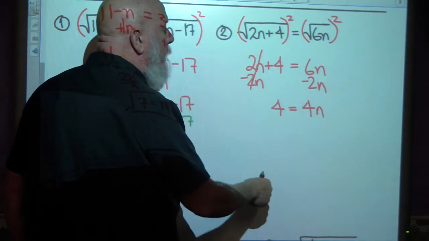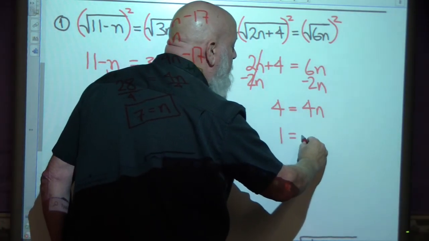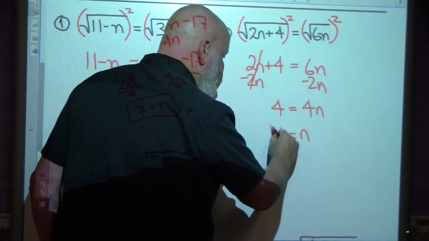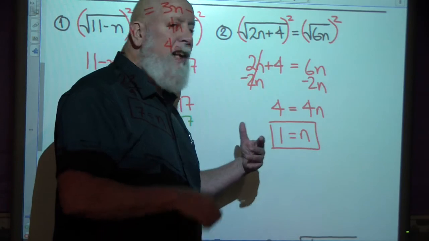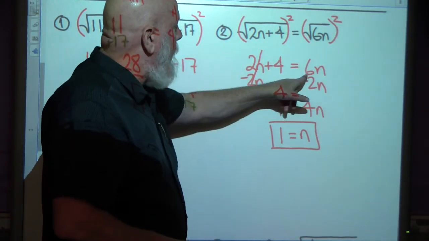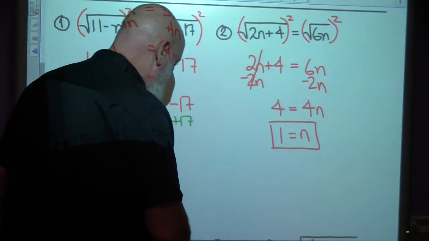6n minus 2n is 4n. I divide both sides by 4, and this side will turn into 1, and this side will turn into n. That's called gathering variables. It's called collecting variables. You'll hear it called that as well. We just move all the variables to one side using basic algebra.